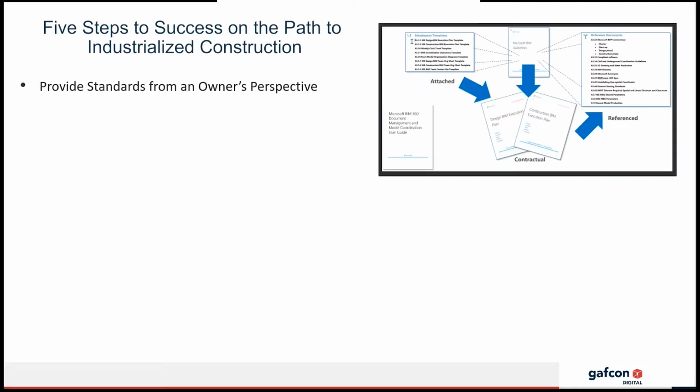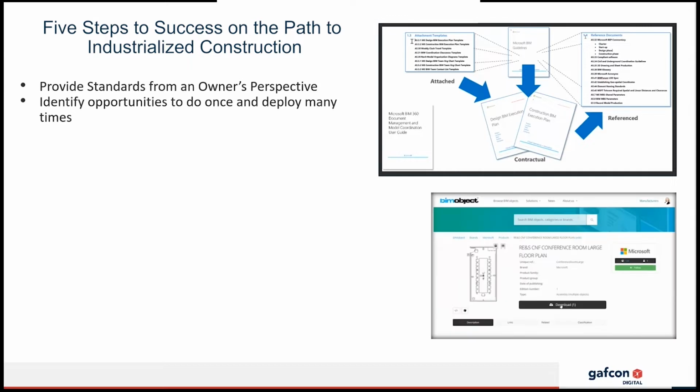We first of all want to provide standards from an owner's perspective. Those standards are going to focus on BIM, they're going to be BIM-centric, but they're also going to focus on how we start to integrate things like advanced work packages back into the overall project control systems. They're going to focus on the use of technology, on the integration of technology, and on making sure data can flow through the system. We're going to extract commonality.